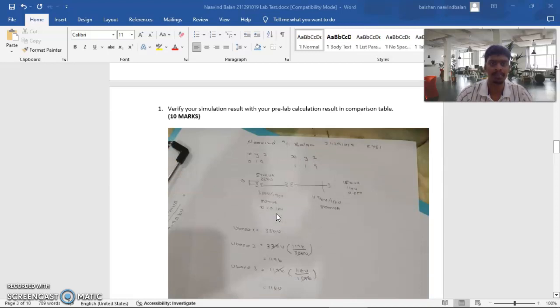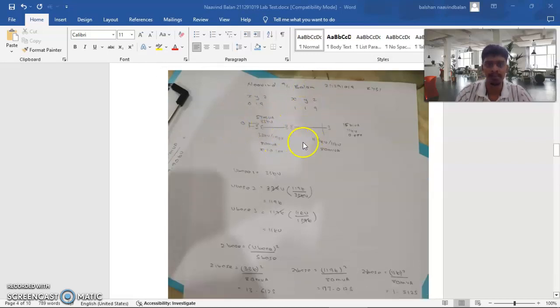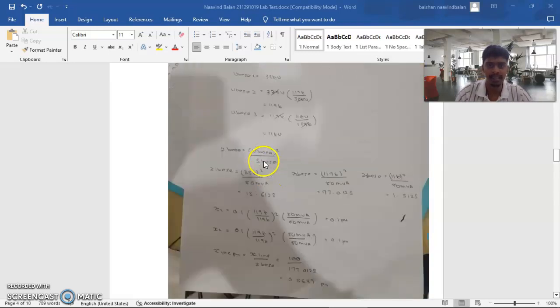For the calculation part, verify the simulation results with the pre-calculation result. For x, y, z, I get 019 and then change it to 119. By substituting the value, these are the circuit. The base 1 is 33 kV, base 2 is 119 kV, and base 3 is 11 kV. I substitute using the formula 33, 119k, and 11k divided by the S base. So I will get this value.